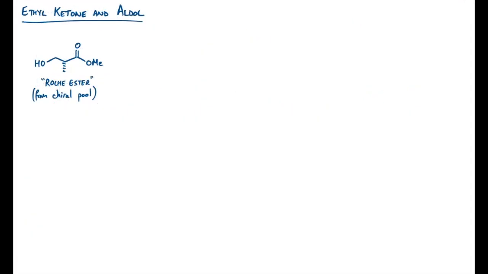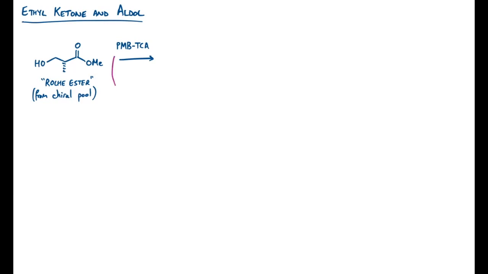So moving forwards, here's our other starting material, the Roche ester from the chiral pool, which is enantiomerically pure. First thing we're going to do is protect the alcohol with a PMB group. Because this alcohol is particularly susceptible to E1cB type eliminations, and the molecule itself susceptible to retro-aldol fragmentations, we can't easily use basic conditions here.